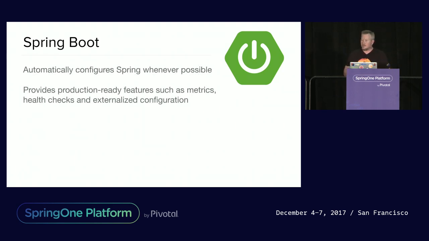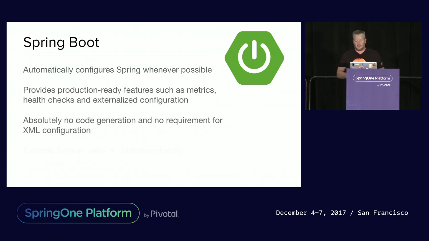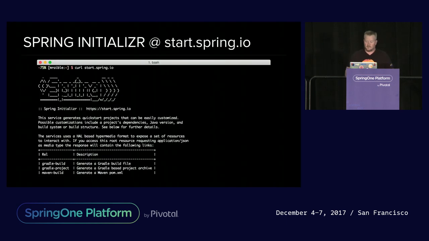It provides production-ready features with actuators, such as metrics and health checks. No code generation, no requirement for XML. And it was somewhat revolutionary in that it embeds Tomcat, Jetty, or Undertow. Now, it wasn't the first one to do this. DropWizard did it first, but it really kind of changed a lot of ways that people are doing Java development.